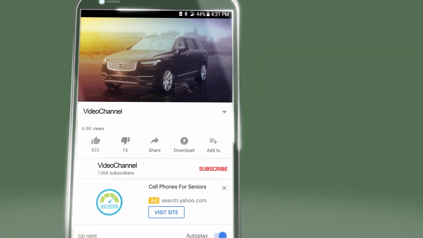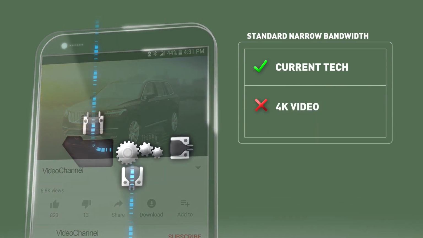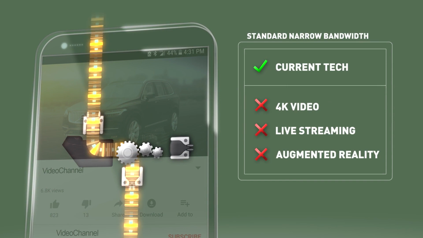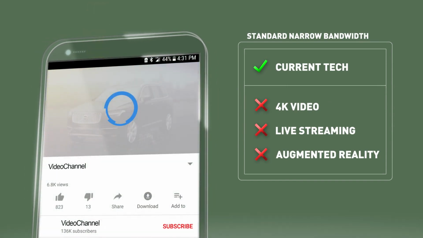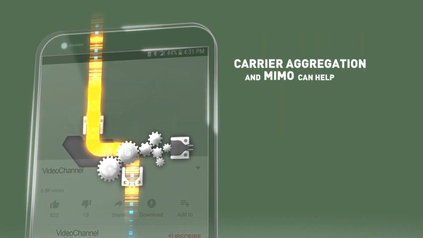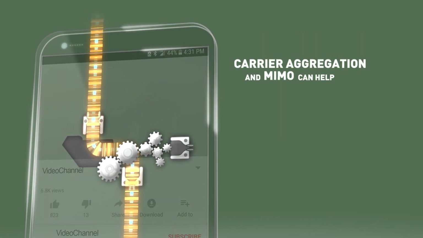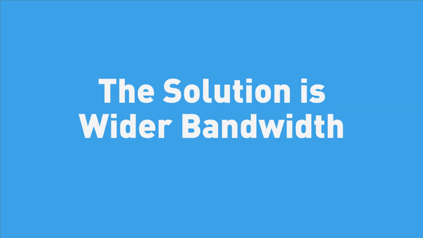Today's technology is quite good at handling narrow bands of frequency. However, when it comes to 4K video, live streaming, augmented reality, and other applications with high data demands, the current infrastructure system becomes overtaxed and stressed. Carrier aggregation and MIMO can improve the user experience, but it is still a workaround for what is truly needed. The solution is wider bandwidth.